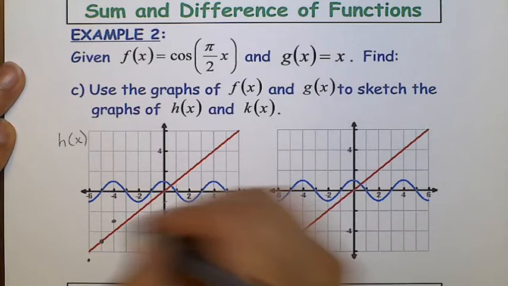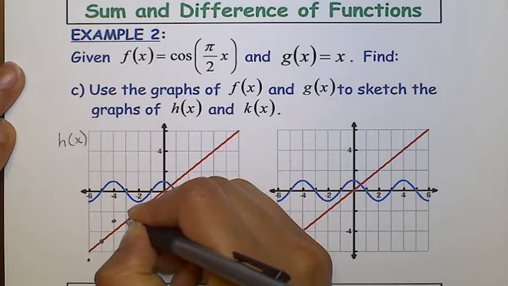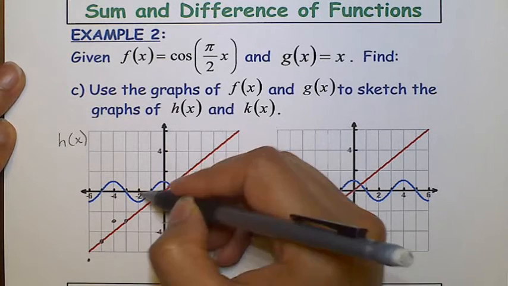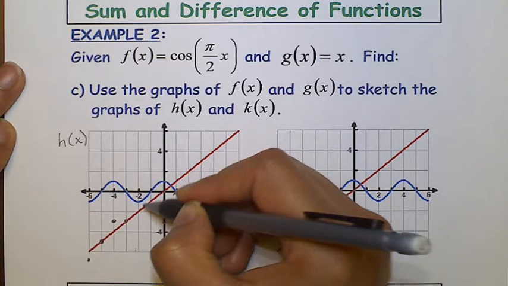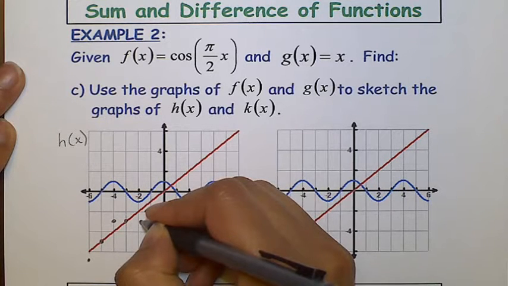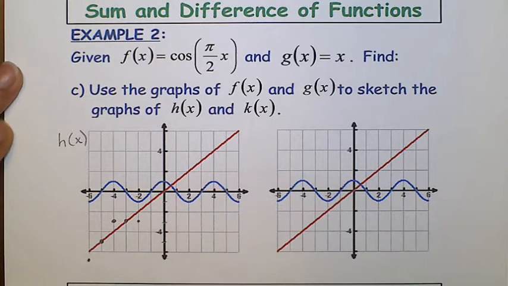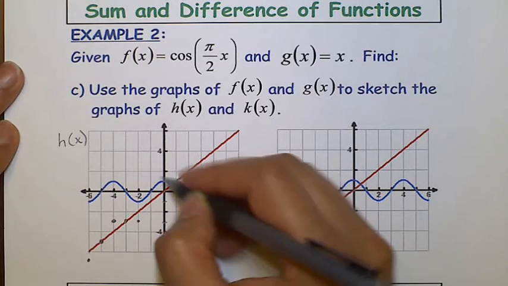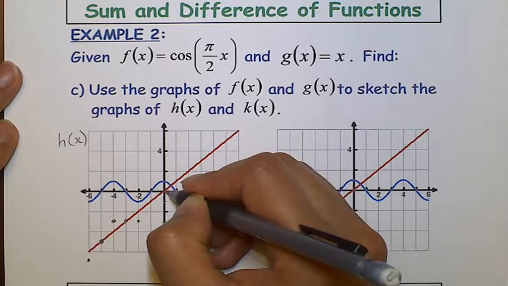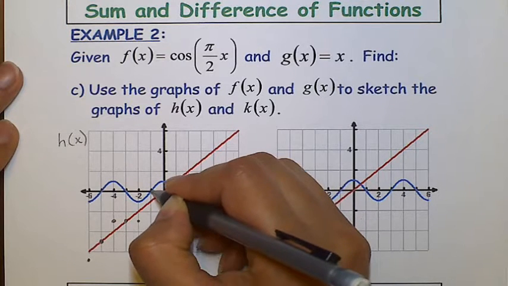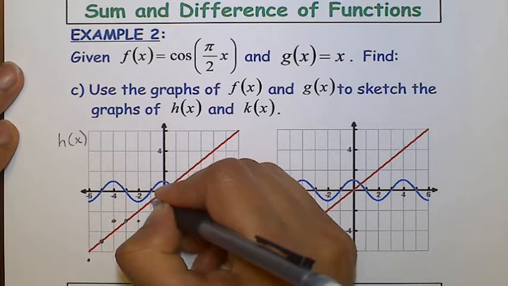is negative 3. And I'll keep going from there. Negative 1 plus negative 2 is negative 3. Next point is at 0 for y here, negative 1 for y here. 0 plus negative 1 is negative 1.